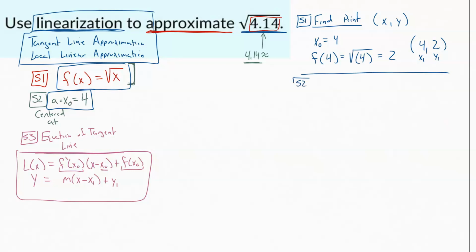Step 2 of the process is we need to find the slope.